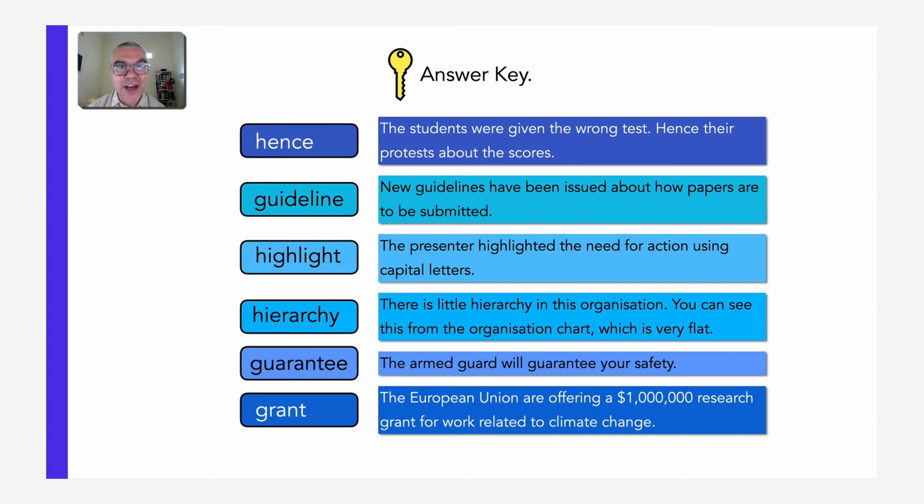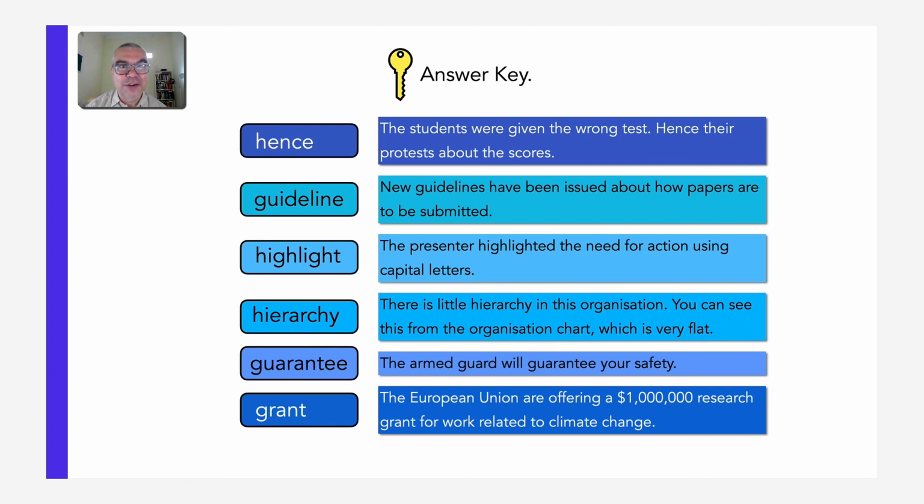Next we have highlight. The presenter highlighted the need for action in capital letters. This, of course, is talking about when you write messages using capital letters to emphasize things. Hierarchy. There is little hierarchy in this organization. You can see this from the organization chart, which is very flat. And then guarantee. The armed guard will guarantee your safety.